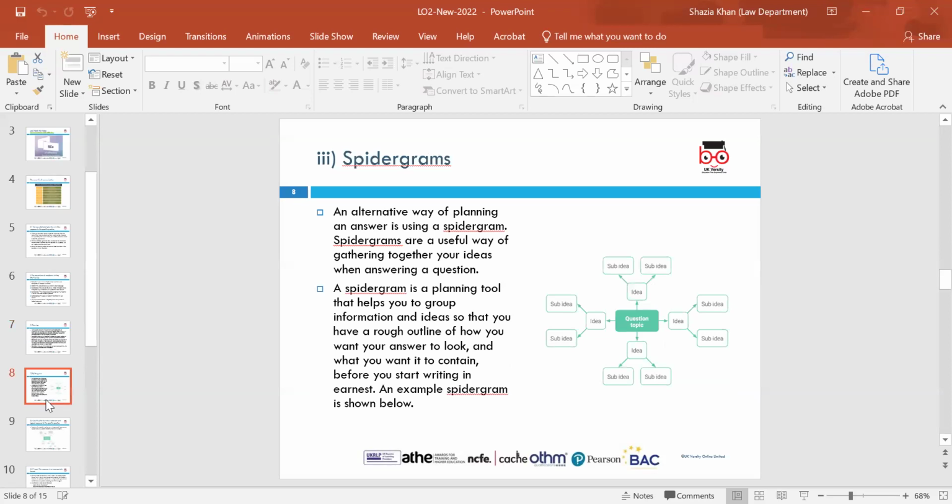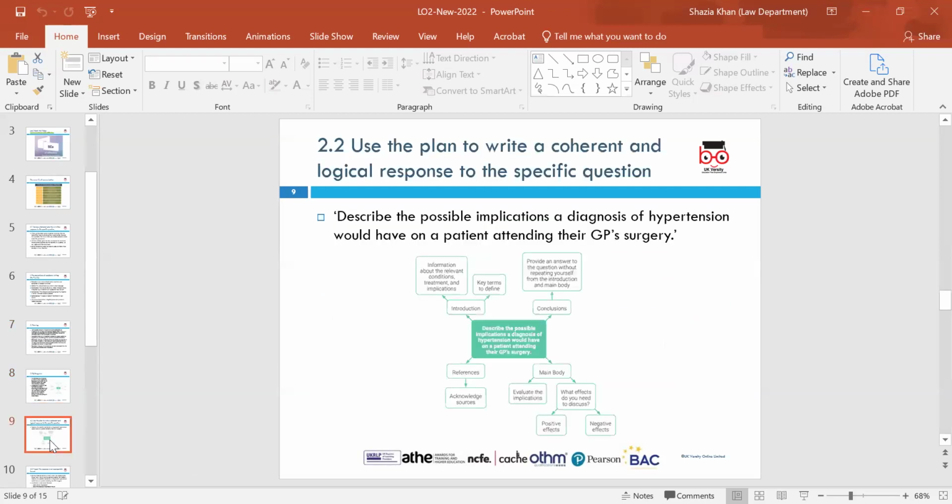We then went on to look at spidergrams, which I'll give you an example of in a little while. It identifies the question, and you just branch off from that in the diagram. And the importance of using these in assignments as well. We also looked at 2.2, which was to use the plan to write a coherent and logical response to a question. So we had the question and we work around it to have an introduction, a main body, a conclusion, and reference list.